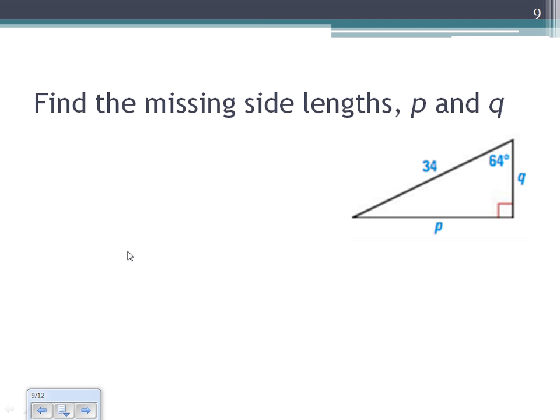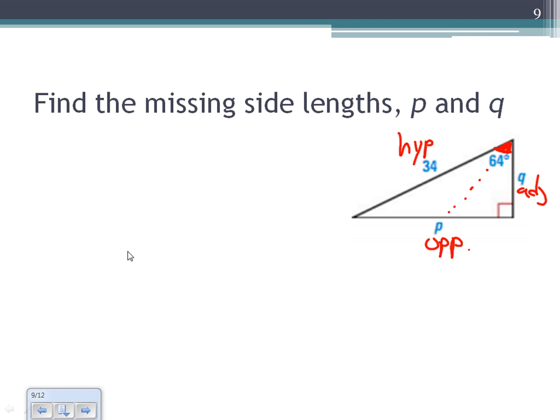Ladies and gentlemen, real quickly. Highlight our angle. The opposite side to it. We are still struggling at this. You need to know this by now, otherwise you will not get any of these right. You need to be able to say the opposite side is across the triangle. 34 is the hypotenuse. Q is the adjacent.